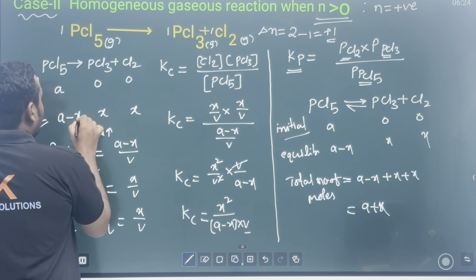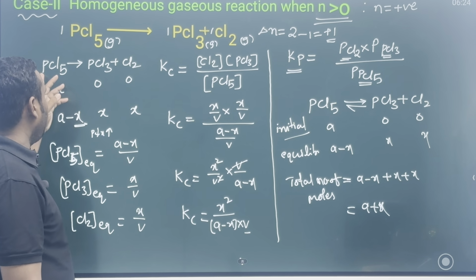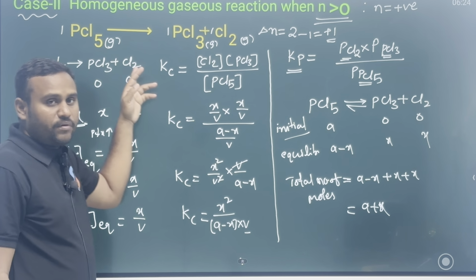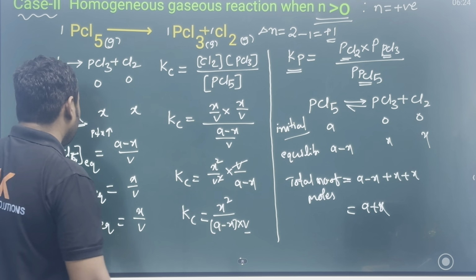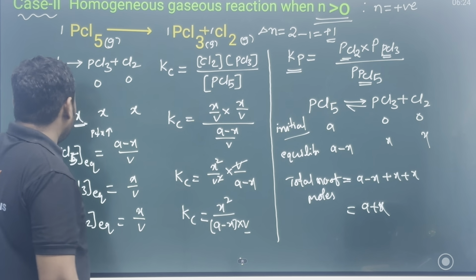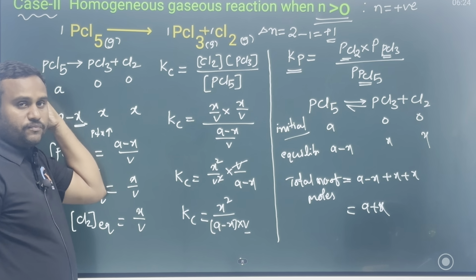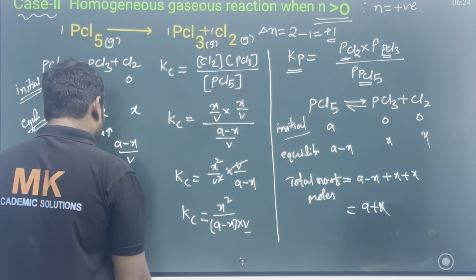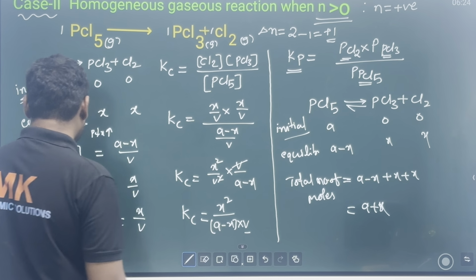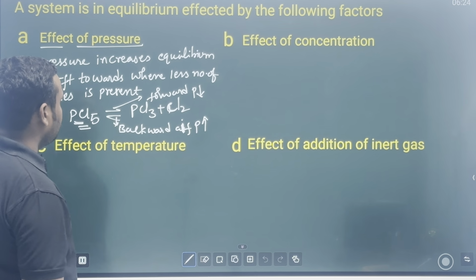It means more reactant is converted into product. At low pressure, the forward reaction is going to take place. If pressure increases, at high pressure the amount of reacted substance is very less, meaning the equilibrium shifts towards the backward direction. You can remember it like that also. So that is about pressure.